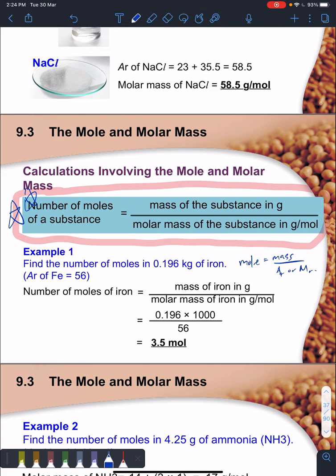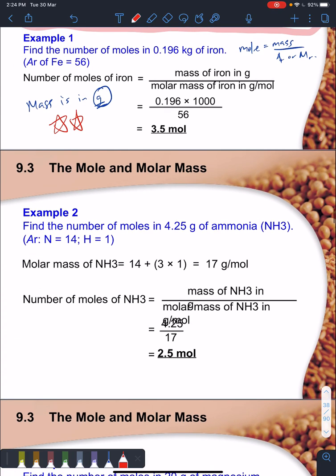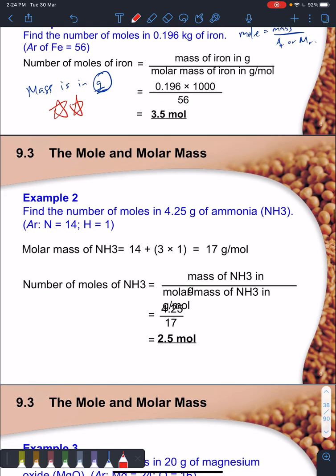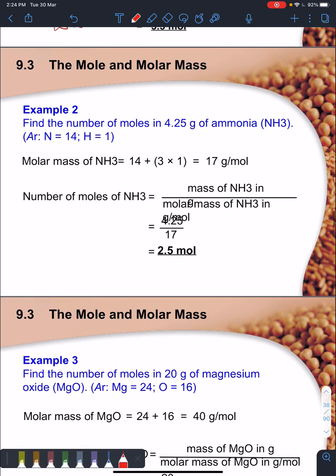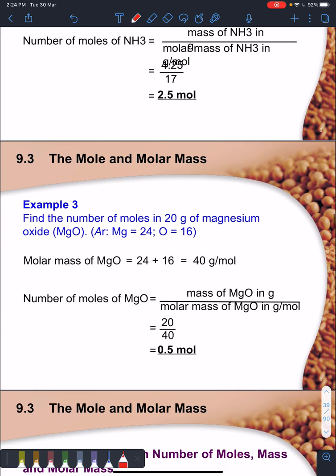So as you can see here, this is an example of how you use it. So do take note, mass is in gram. In physics, mass is in kg. So in chemistry, we tend to use it in gram. So do take note, this is a common thing to take note. It is a trap sometimes. So there's another question here. And there's another question here.